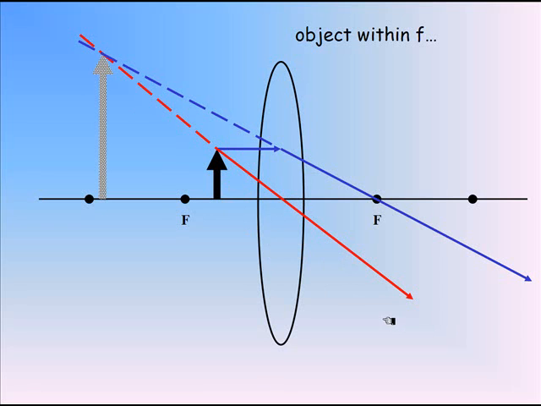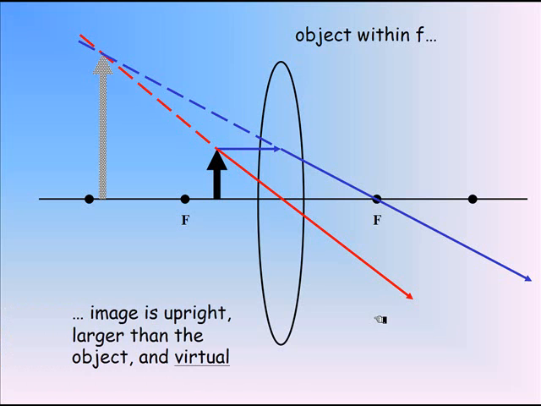So many magnifying lenses are used so that you put the object actually inside the focal point, and then you get a larger right side up image. It's right side up, so it's virtual, but you can still take a look at it. Okay, upright, larger, and virtual.